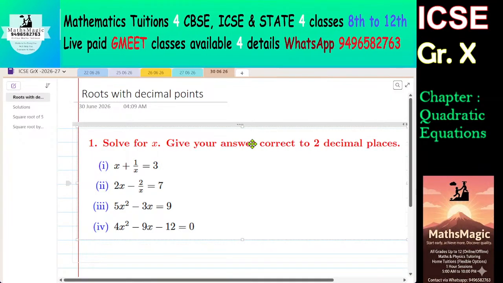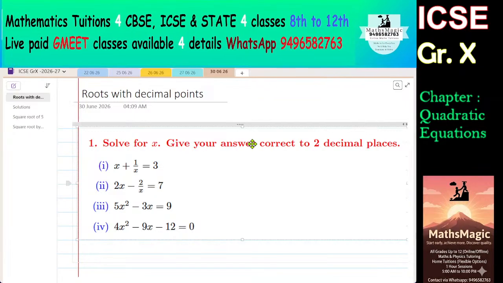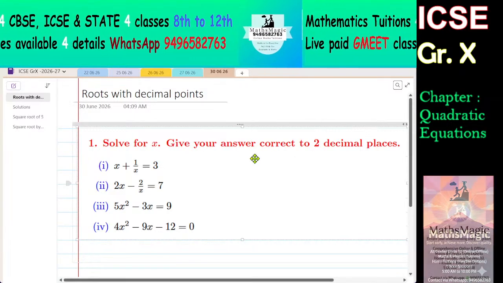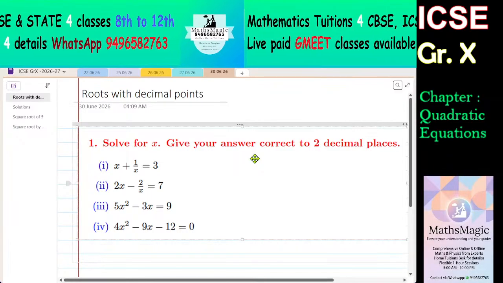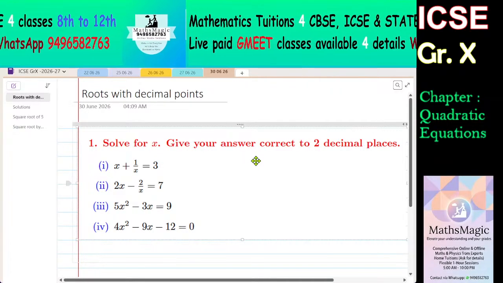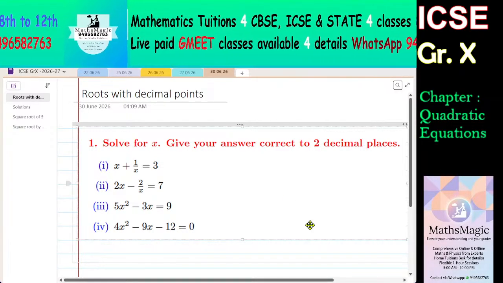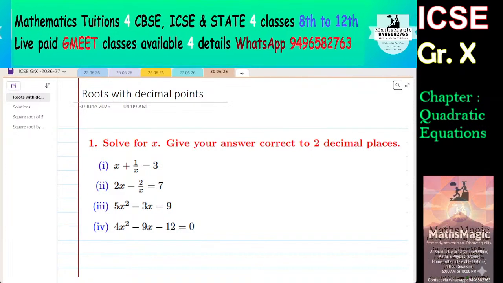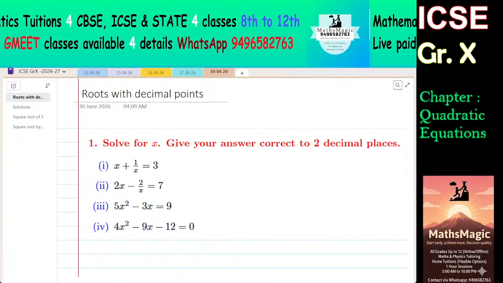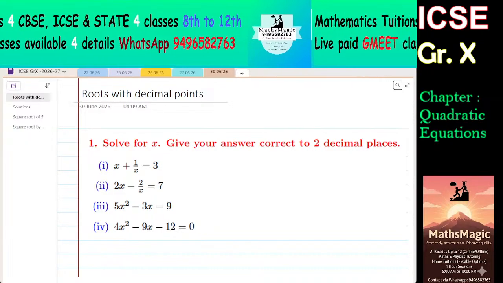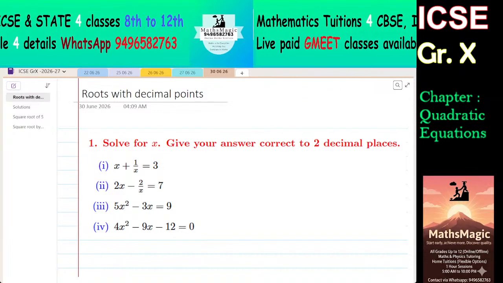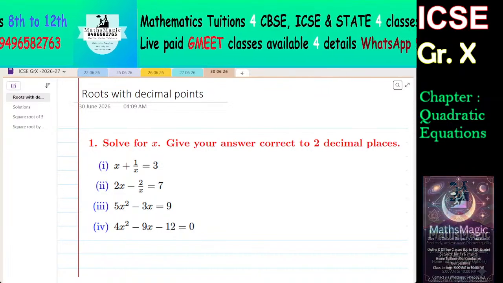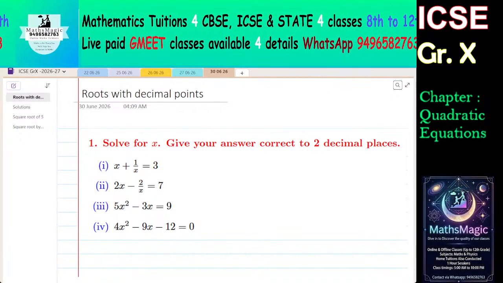You have to make a quadratic equation from this. You need to use the quadratic formula: minus b plus or minus root of b square minus 4ac, the whole divided by 2a. So you need to use that formula. For all those late joinees, we have a formula book. You need to write those formulas in the formula book.